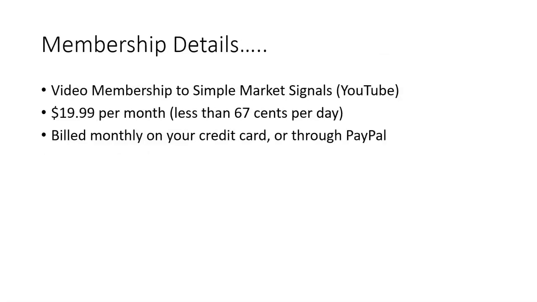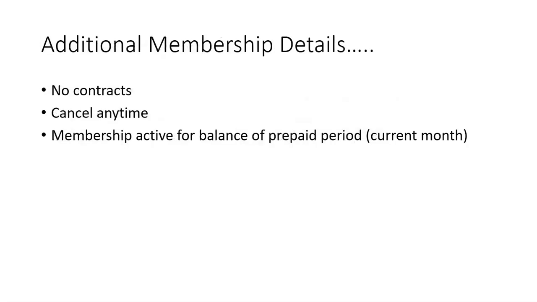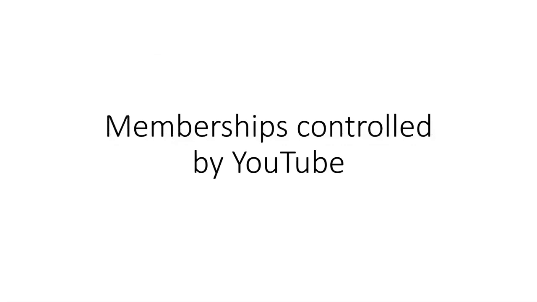So just to review the membership details, the video membership to Simple Market Signals through YouTube is $19.99 per month. That's less than 67 cents per day, and it's billed monthly on your credit card, or you can pay with PayPal. There are no contracts. You can cancel anytime, and if you do cancel, your membership will remain active for the balance of that current month, right, for that prepaid period, but you won't be billed for the next month. All memberships are controlled by YouTube, so if you ever have any question about anything, just Google it and the answers should be out there.